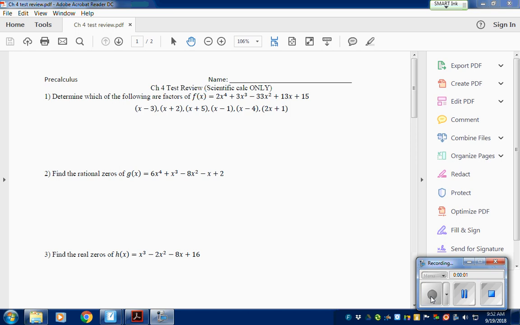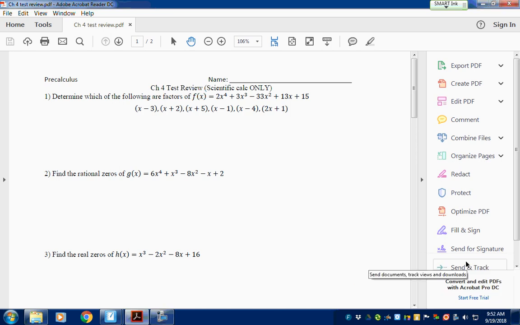So hopefully you have yours sitting in front of you. So here it says, determine which of the following are factors of this fourth degree polynomial. Now, I'm not asking you to use the rational root theorem on this. I'm giving you possible factors here.